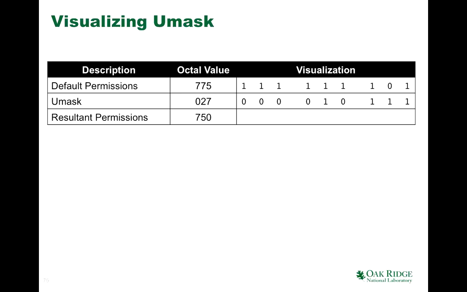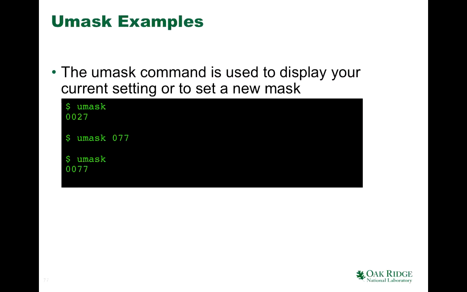Our UMask is 027, so we'll represent that in binary as well. But the way I mentioned you can think of it is the zeros are spaces and the ones are walls. So we'll change it to look a little bit like that, and it's a little bit easier to see what permissions are permitted to fall through and which ones get blocked out. So that gives us, filling in the zeros for the permissions that could not come through, the resultant permissions of 750 for whatever file this may be.